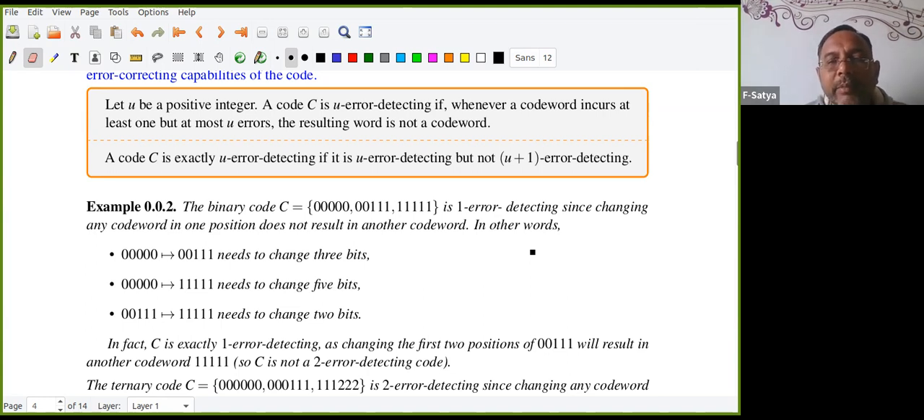So let us see. For example, this code is one error detecting. Means if one error happens, then it can detect. If two errors happen, it cannot detect. Why? Why can it not detect if two errors happen? Is the question clear? If I send one of these words and two errors happen, then I cannot detect that an error happened. Why?